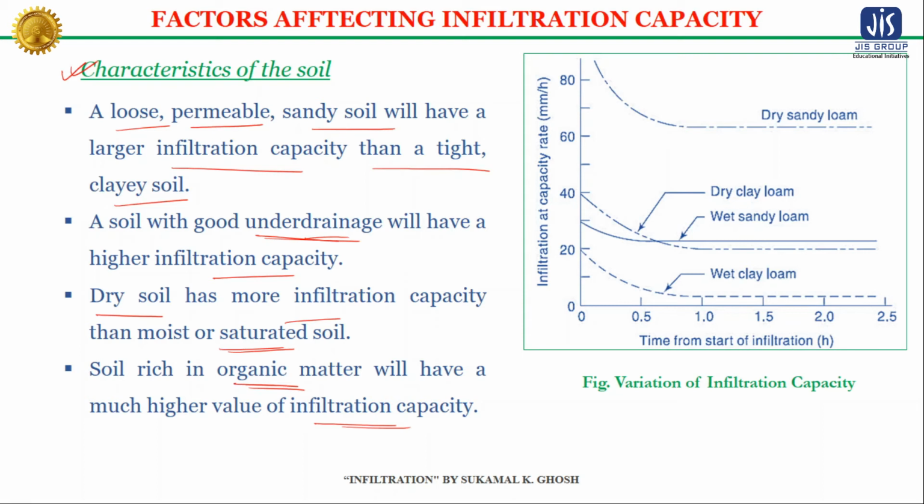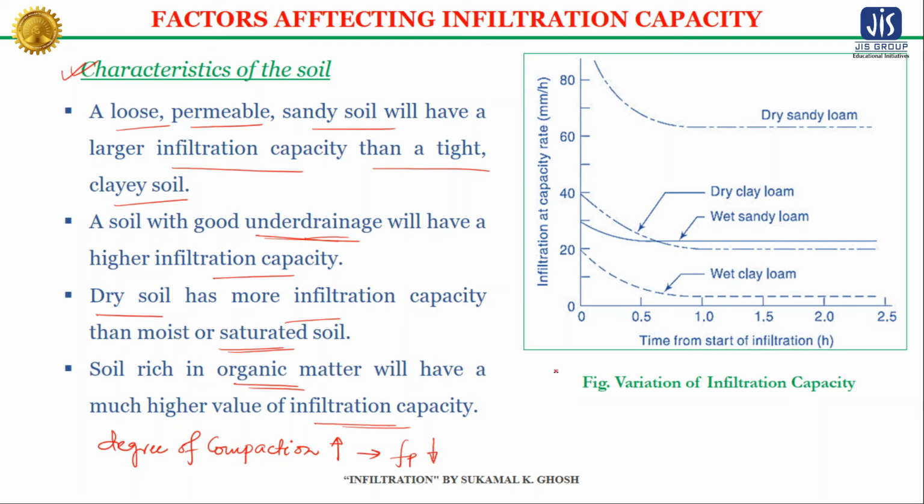If the degree of compaction is higher in a particular soil, then the porousness of that soil is less, and if the porousness is less, that indicates the permeability of that soil is also less. And if the permeability of the soil is less, then obviously the infiltration capacity is also less. So we can also write that if the degree of compaction is higher, then the infiltration capacity Fp is lower.